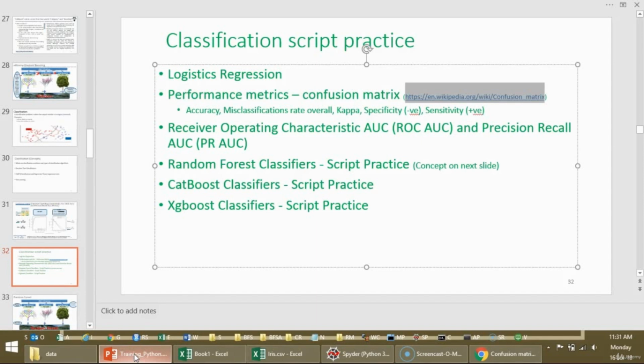And in the next one, we'll start some of the advanced algorithms.